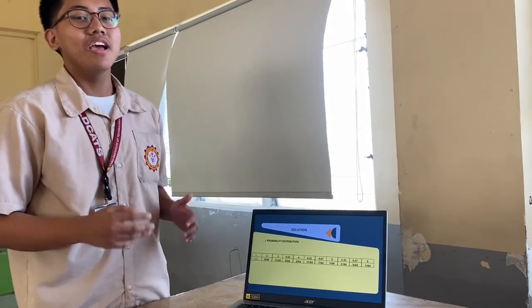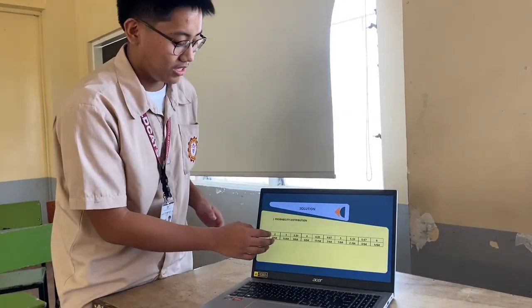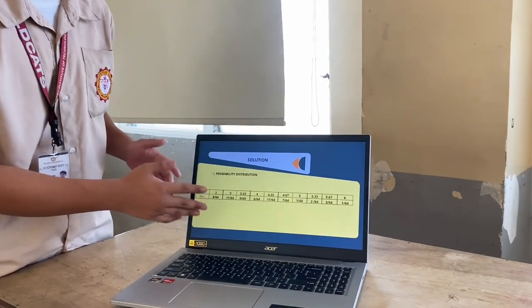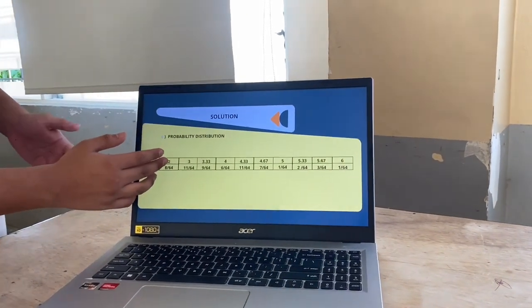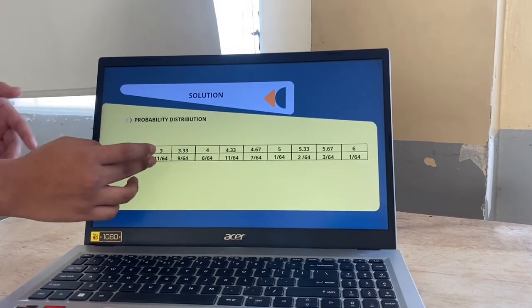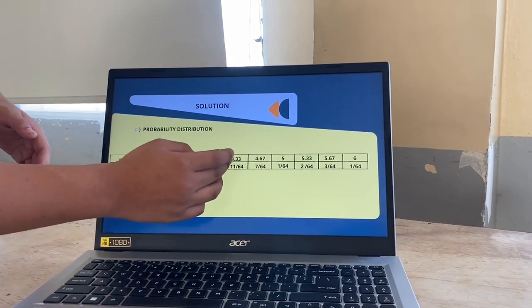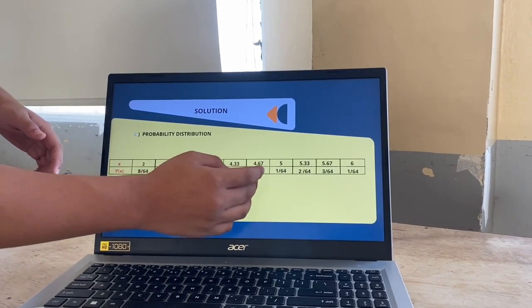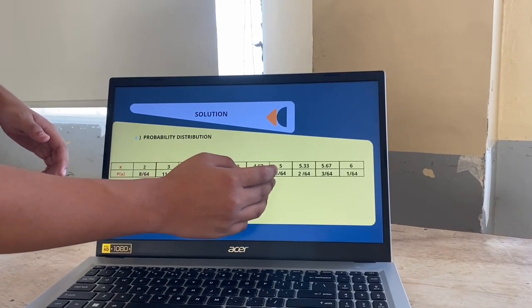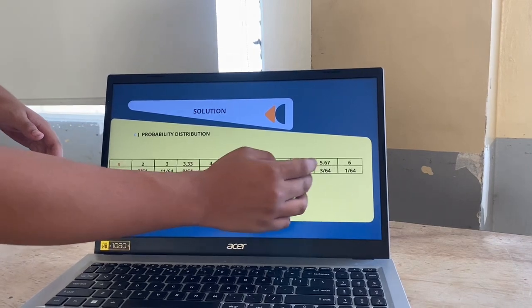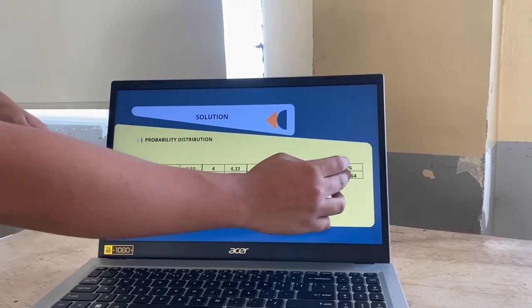The probability distribution is how many times that number of siblings can happen. For example, 2 has 8 outcomes, 3 has 11, 3.33 has 9, 4 has 6, 4.33 has 11, 4.66 has 7, 5 has 1, 5.33 has 2, 5.67 has 3, and 6 has 1.